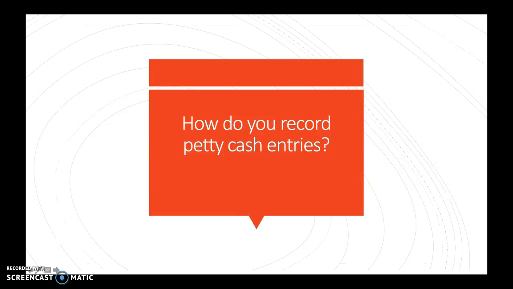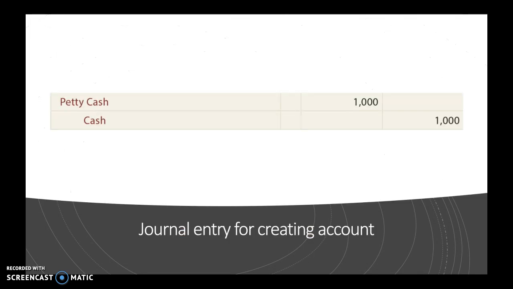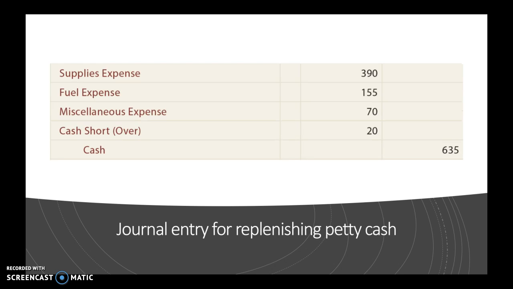After discussing the vouchers and how they are used, we now need to learn how petty cash entries are recorded. Well, to open the petty cash account, you have to debit petty cash and you have to credit cash to open the account. To replenish the petty cash account, you have to debit all the expenses that have been used over the period of time recorded, and then you have to credit the cash. As the fund is not affected, only the expenses within the fund are affected.